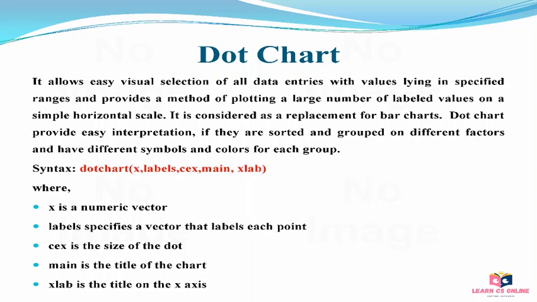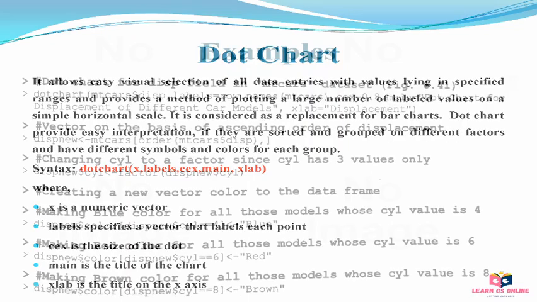The syntax for creating a dot chart is dotchart(x, labels, cex, main, xlab), where x is a numeric vector, labels specifies a vector that labels each point, cex is the size of the dot, main is the title of the chart, and xlab is the title on the x-axis.